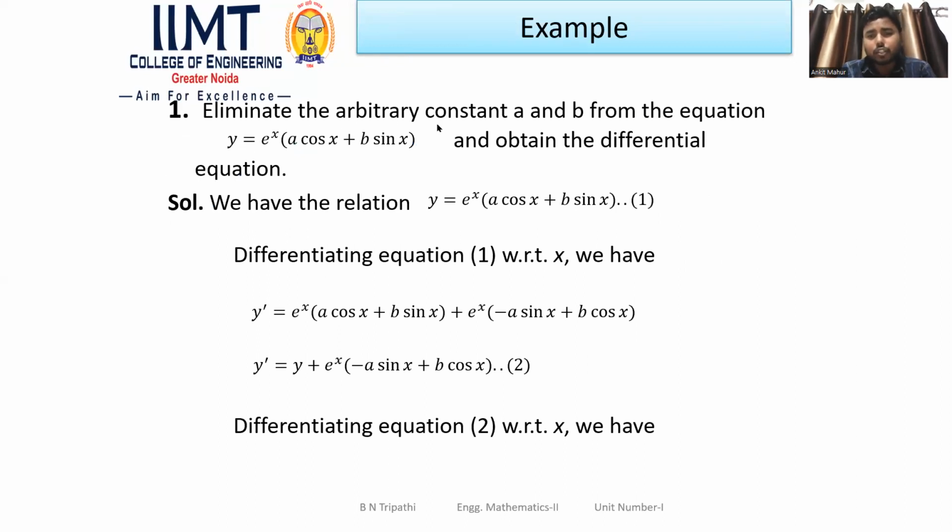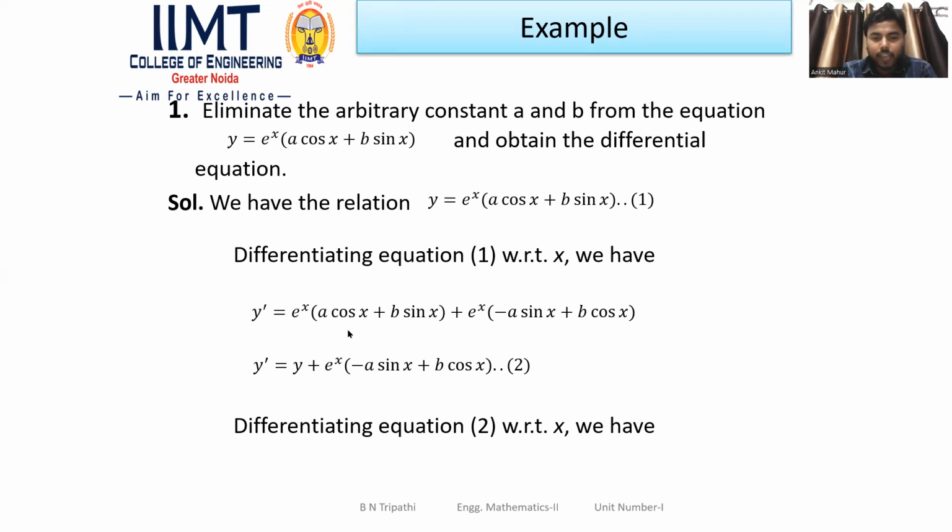Eliminate the arbitrary constants a and b from the equation y = e^x (a cos x + b sin x), and obtain the differential equation. Here a and b are arbitrary constants. So we have the relation y = e^x (a cos x + b sin x). First differentiate with respect to x. So we get y' = e^x (a cos x + b sin x) + e^x (-a sin x + b cos x). The first term is the value of y.